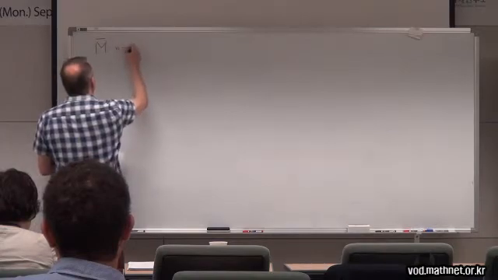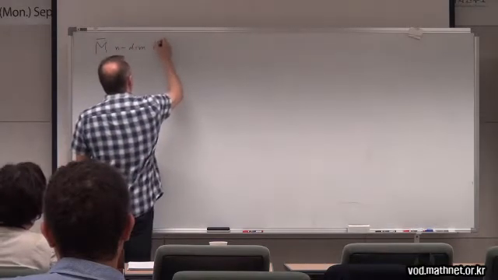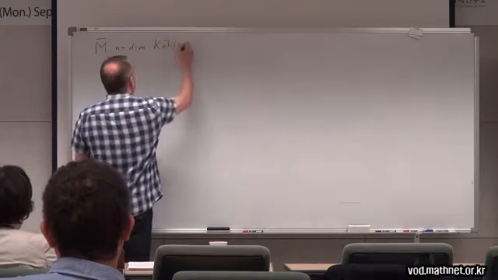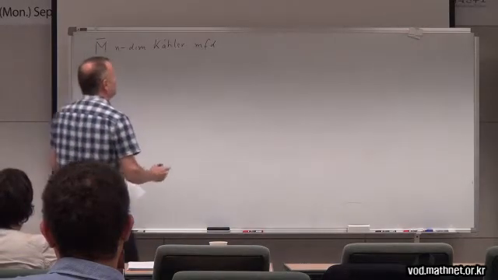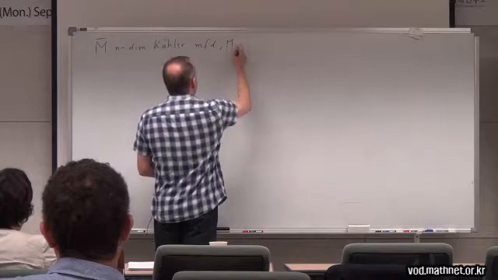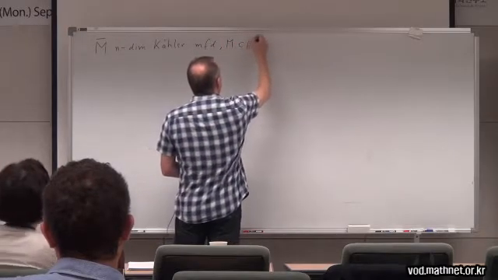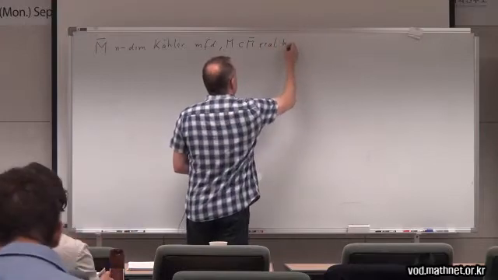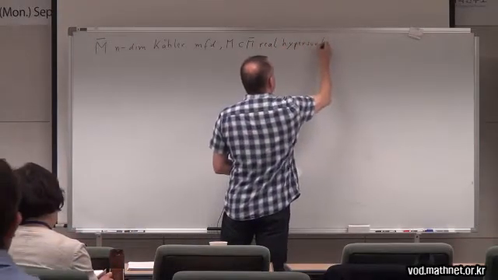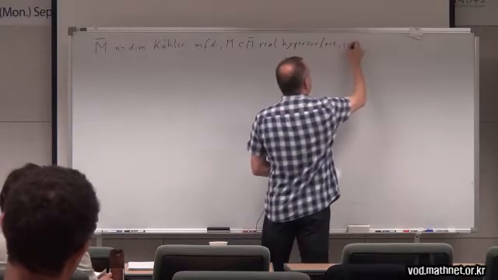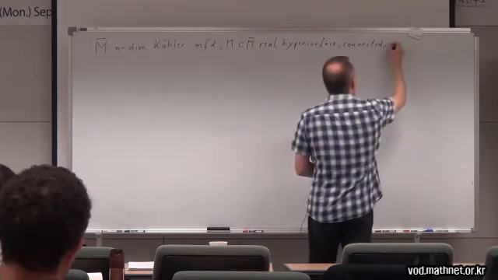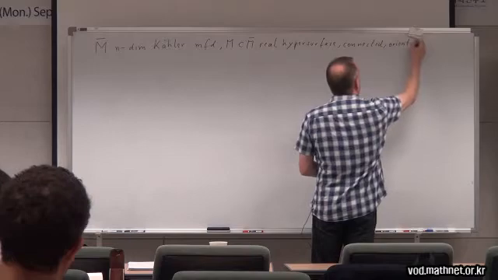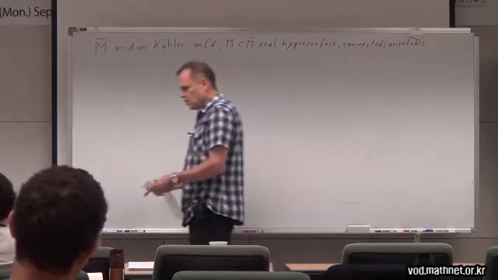So the setup was: M bar is an n-dimensional Kaehler manifold. Okay. And M is a real hypersurface, so the real codimension is 1. And I assumed this is connected and orientable, so that we have a global unit normal field.